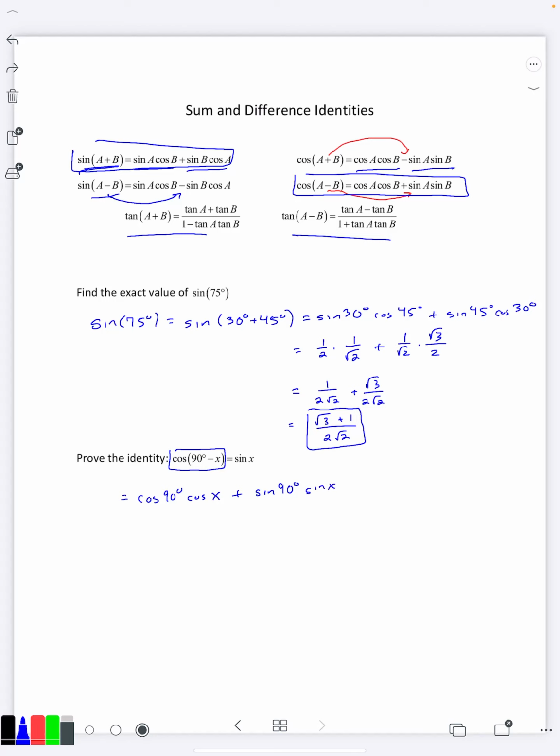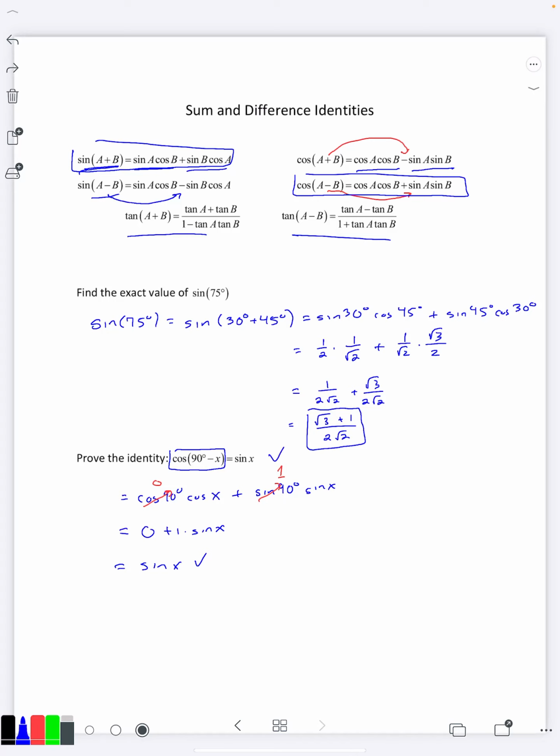sine of the second thing, sine x. And then we know cosine of 90 is 0. So multiplied by cosine x is going to go away. We know sine of 90 is 1. So it's going to be 0 plus 1 times sine x, which gives us the answer sine x that we're looking for. We've proved this identity.